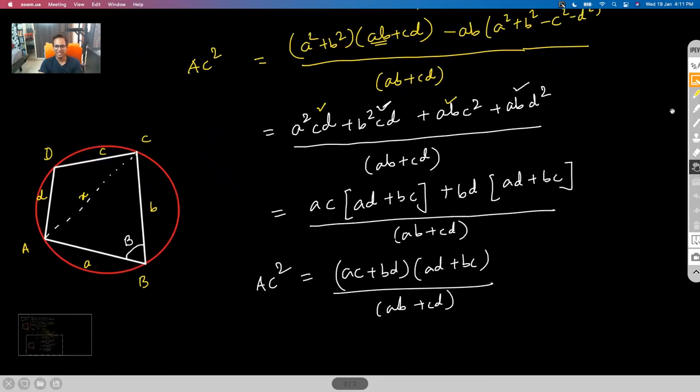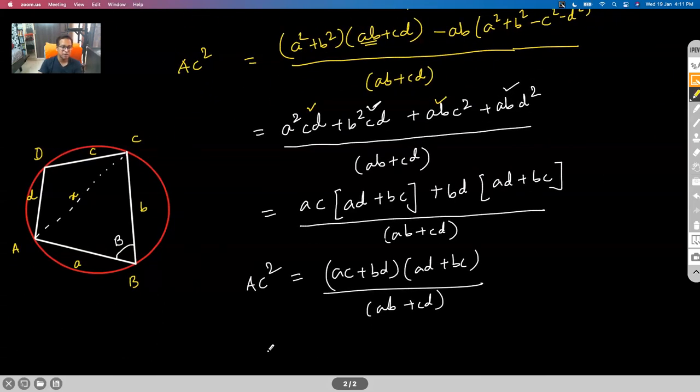Now I would like you to tell me, looking at the same expression, had I done the same thing for BD, that means if I wanted you to tell me what is BD square, can you take a clue from this and tell me what would be BD square? This is your BD, let's say. Take a clue. See, we have AC plus BD. How would you like to read this? Product of the opposite sides. So that will equally be applicable to BD square also. So we'll have AC plus BD there.